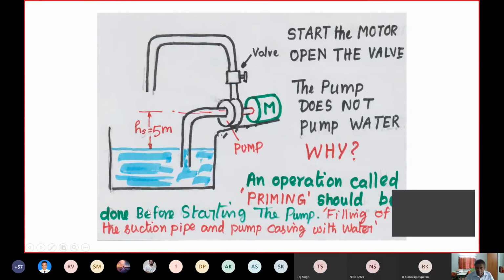Now take this case. The pump is kept above the water surface. Now here also, you start the motor, open the valve, the pump does not pump water. Why? As you see, you need an operation called priming that has to be done before starting the pump. And what is this operation? It is filling of the suction pipe and pump casing with water.